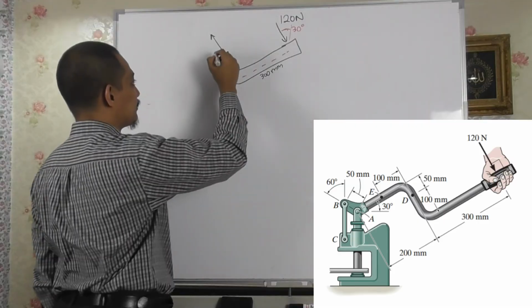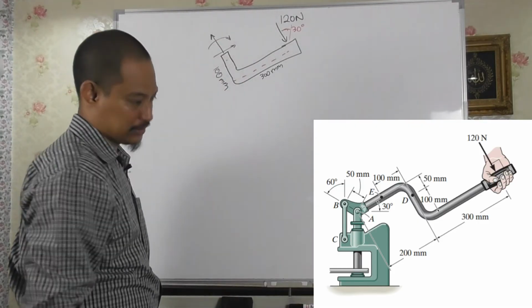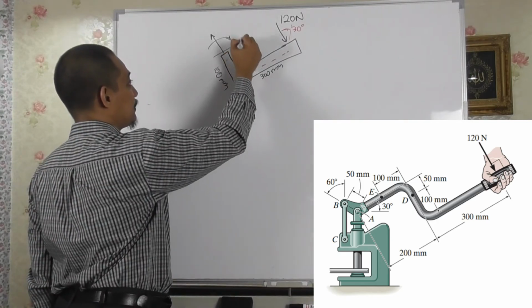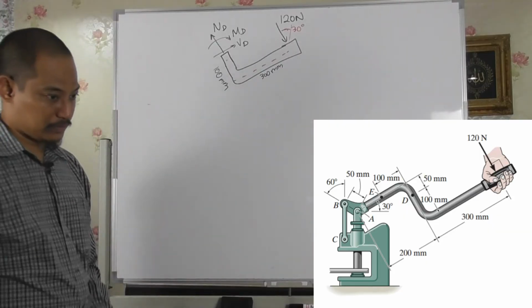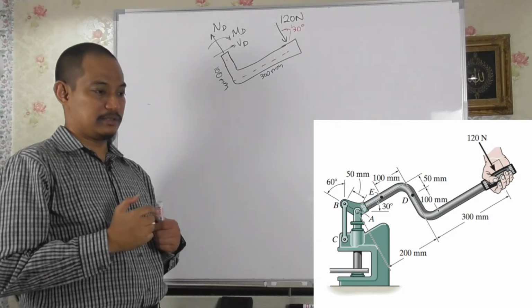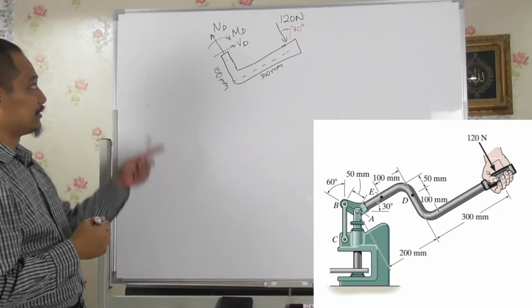because this is on the right, right? So VC there and MC there, right? No, this is not D, this is D. So VD, MD, and D. So the question says determine the internal loadings on the cross section passing through the handle arm at D. It's something like that.